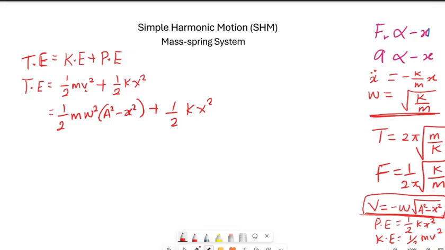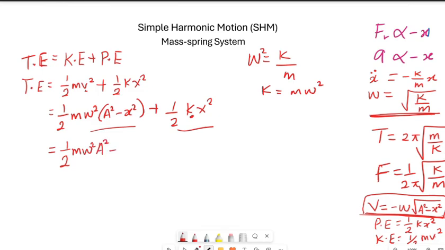Now, this k also I want to change, because omega squared equals k over m. Then our k will be equal to m omega squared, because I want to see the correlation between the two equations. So we can now say we have half, opening the bracket, half m omega squared a squared minus half m omega squared x squared, plus half k, which is now m omega squared, so I can say m omega squared x squared.